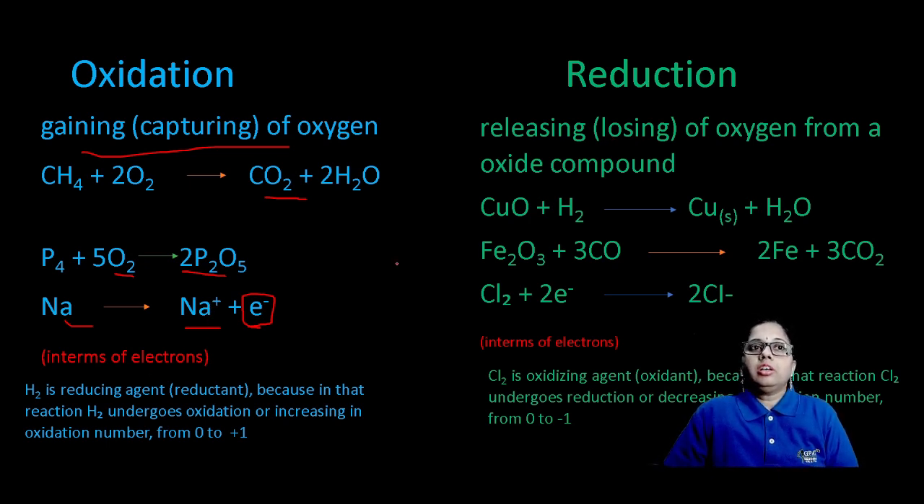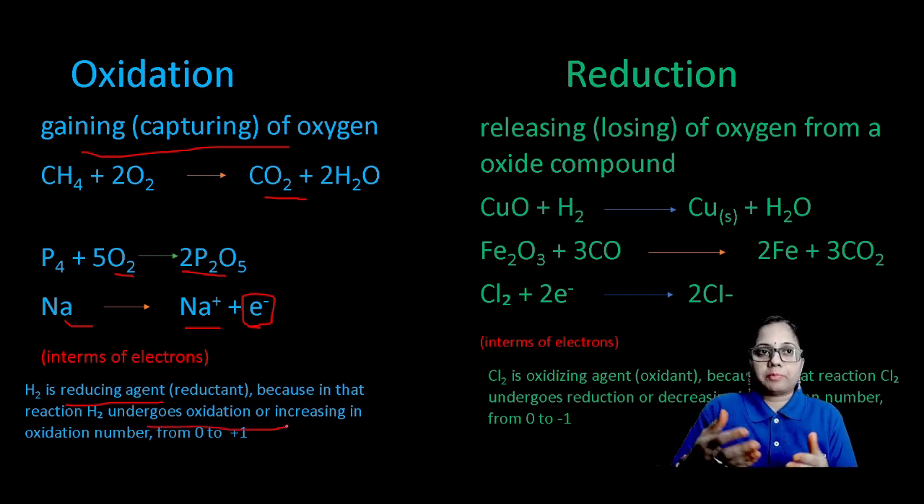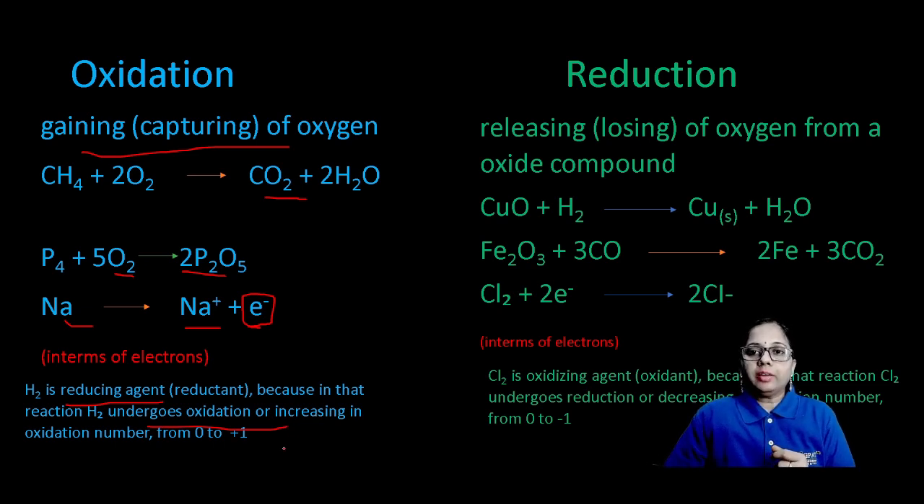Okay, so hydrogen is going to act as a reducing agent because in that reaction H2 undergoes oxidation. Whatever the agent, it is called a reducing agent if it is undergoing an oxidation reaction, or if its oxidation number increases from 0 to +1, +2 like this. What oxidation number is and everything, we are going to learn in the next slides. So here you can say that H2 is the reducing agent, meaning it itself undergoes oxidation.